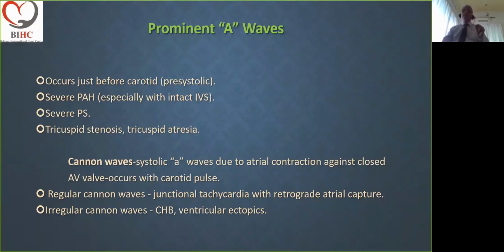You have a different ball game when you see Cannon waves. Cannon waves are systolic A waves. Remember, regular A waves are pre-systolic. These are waves that leap to your attention like a cannonball. They are systolic A waves due to atrial contraction against a closed AV valve. So in other words, the atrial contractions are not appropriately synchronized with the ventricular contraction. They should not occur together. When would this happen? In complete heart block or in a junctional or ventricular tachycardia. You will get regular Cannon waves in a junctional tachycardia, irregular Cannon waves in complete heart block or in ectopics.